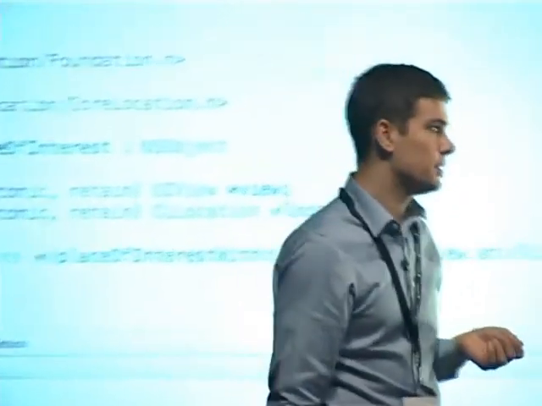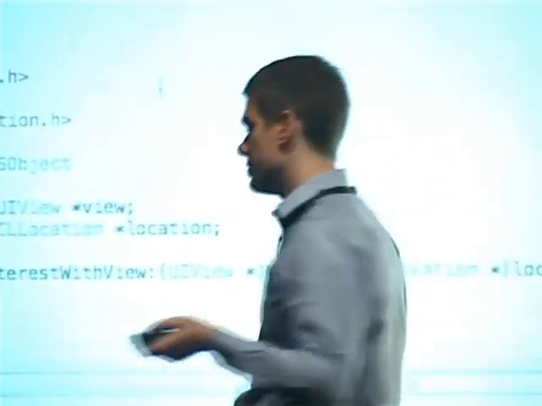So a place of interest is simply an object that holds a CLLocation. CLLocation is a bit fancier than what I'm about to say, but essentially it's the latitude and longitude, and then the UIView that it's going to be loaded into. So it's a simple way, in the case of this application, to marry a view with a location. Essentially that's our point of interest object.